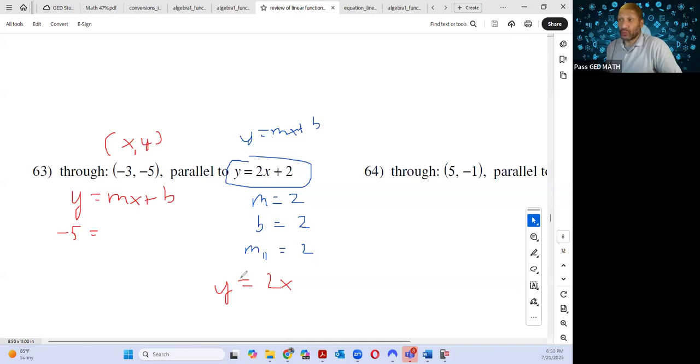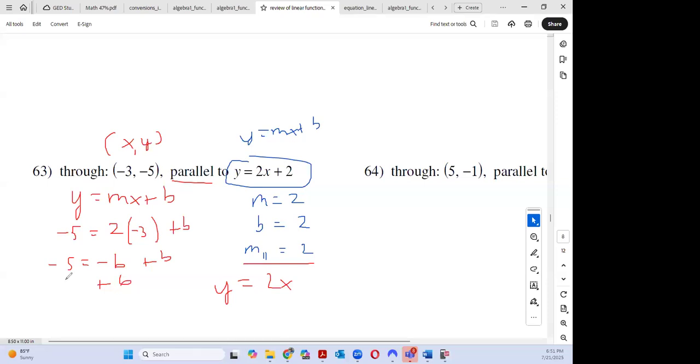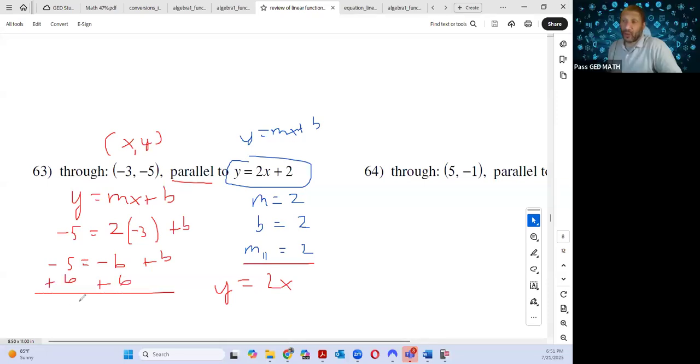Because they want to know slope with a parallel, my slope is 2. My x is -3, plus b. -5 equals -6 plus b. In order to get b by itself, I need to get rid of the -6. The opposite of -6 is +6. Whatever I do to one side, I do on the other. 6 minus 5 is 1. Bring down my equal. My 6 is canceled. I bring down my b. I know my y-intercept is 1. I know my slope of the parallel line is 2. y equals 2x plus 1.